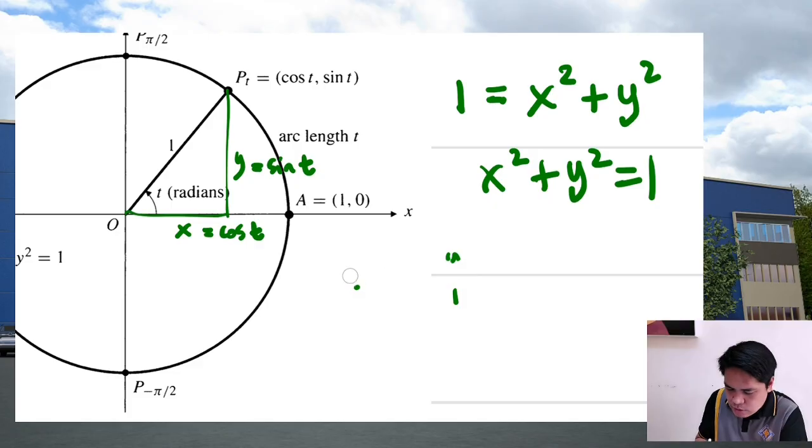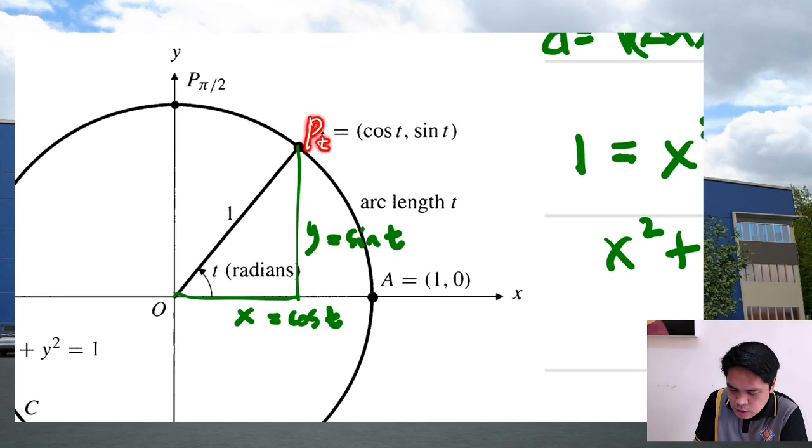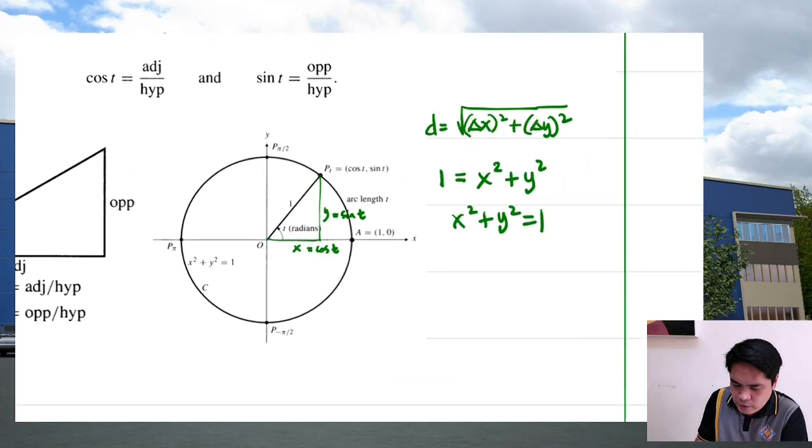So let me erase this. Therefore, the coordinates of point P sub t are cosine t, which is x, and sine t, which is y. Or cosine t and sine t. Okay, so that's it.